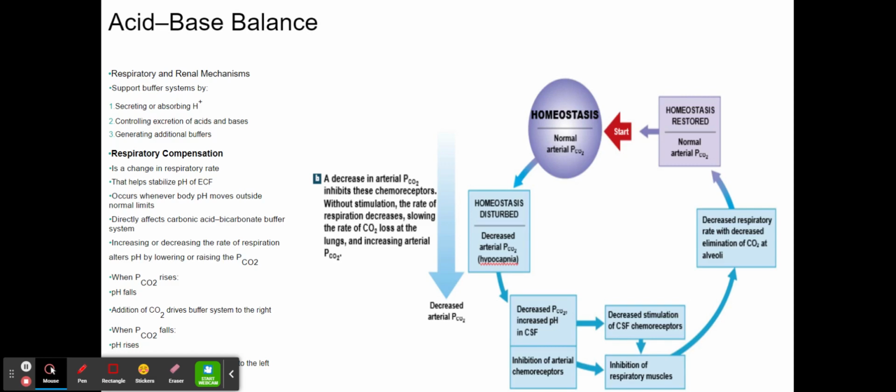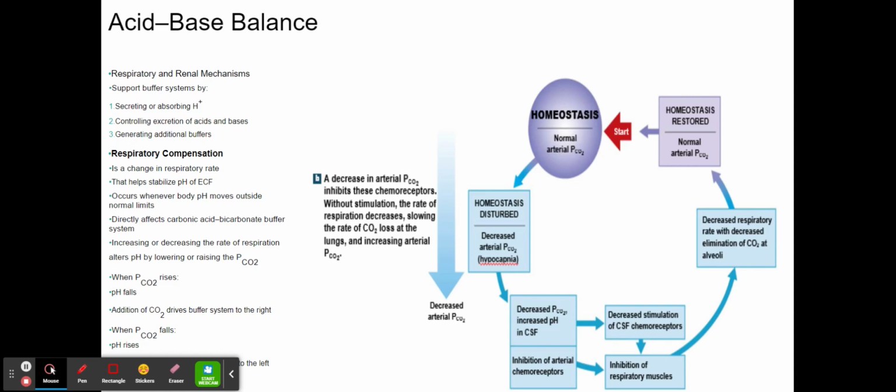Respiratory compensation is a change in the respiratory rate that helps stabilize the pH of the ECF. Respiratory compensation takes place whenever body pH strays outside of normal limits. Such compensation works because respiratory activity has a direct effect on the carbonic acid bicarbonate buffer system. Increasing or decreasing the rate of respiration alters pH by decreasing or increasing the PCO2.